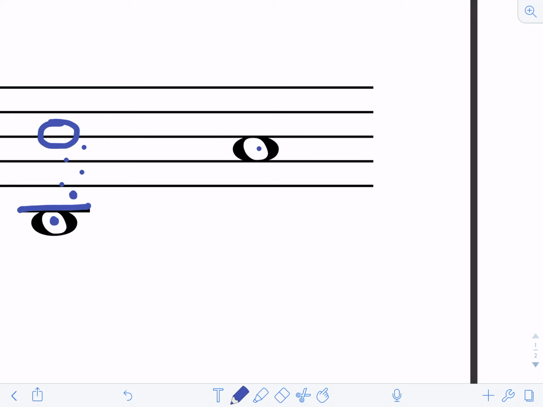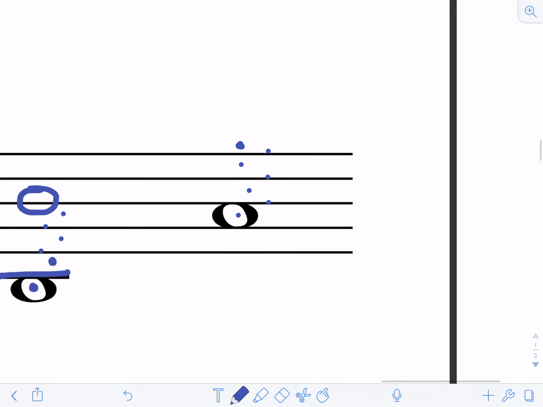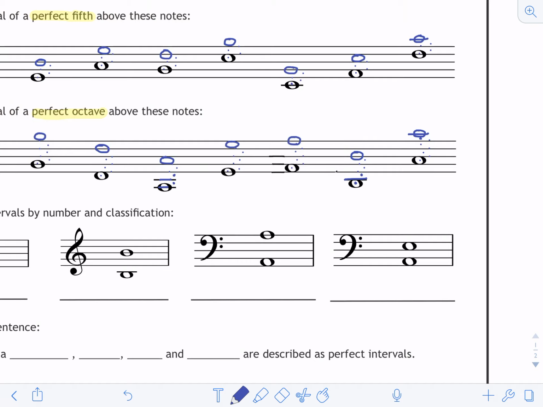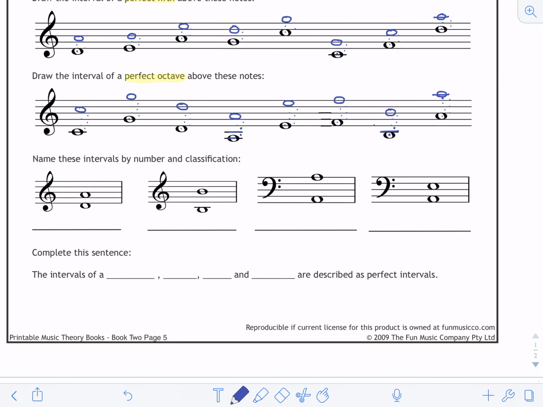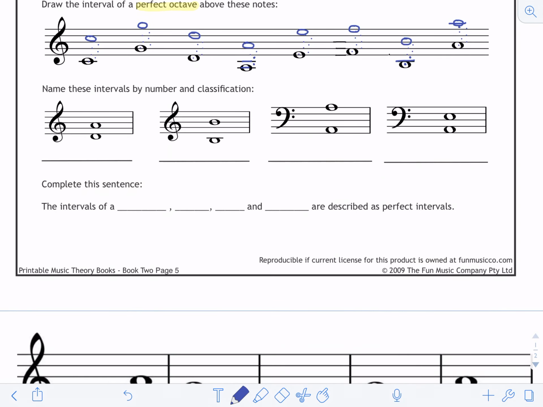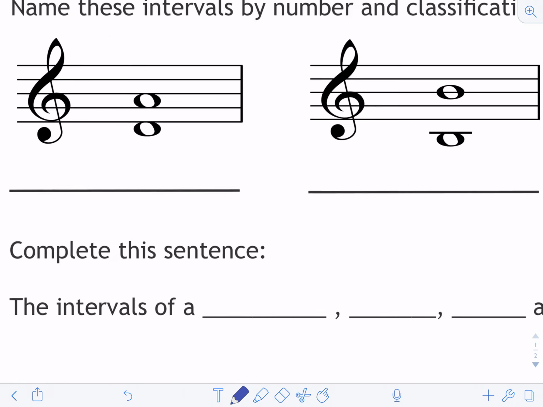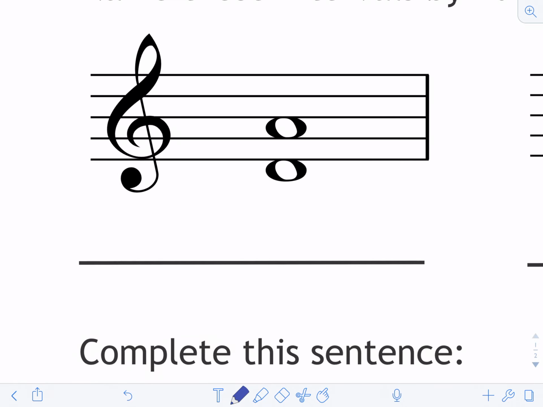Last one right here. 1, 2, 3, 4, 5, 6, 7 is right here on this space. So we're going to draw a ledger line here. And there's number 8. Easy peasy, right? Name these intervals by number and classification. So remember, your bottom note is always 1, and then we count every line and space. So there's 1, 2, 3, 4, 5. So he is a P5 or a perfect 5 if you want to write it all the way out.